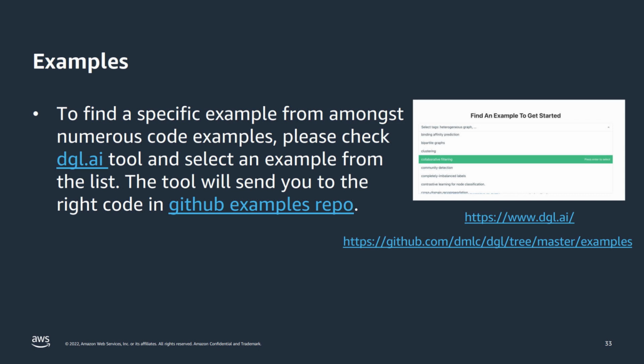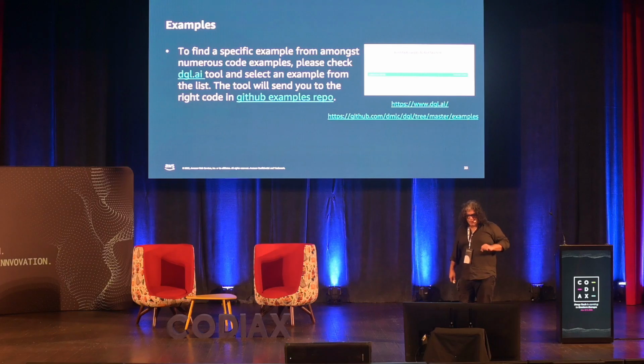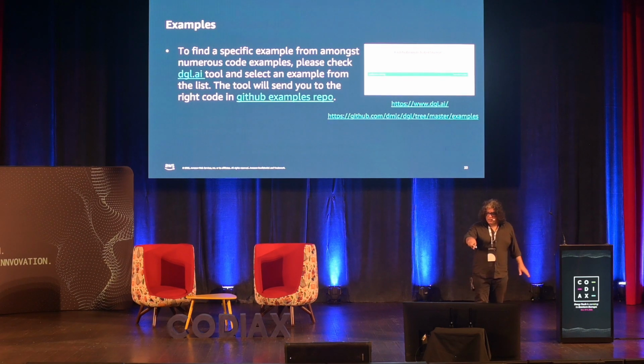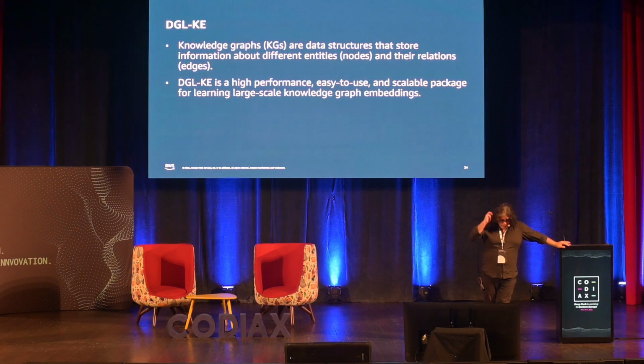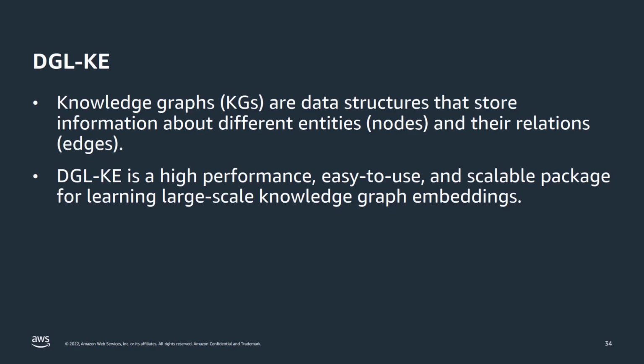There's a huge number of papers that have been published. We have taken those papers and we have implemented them. And then you can find them when you go to that link. You can go and see, I want to do collaborative filtering, I want to do clustering, I want to do bipartite graph, whatever it is that you want to do. Then you click on it, and it takes you to the GitHub library where the implementation is, and you can start adopting that implementation. So it's not just science, it's a lot of code and examples.